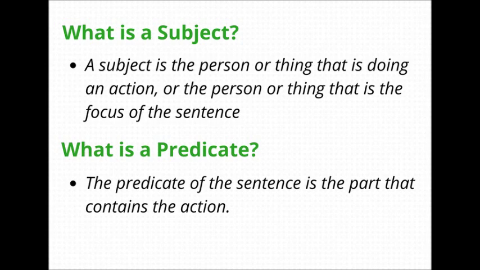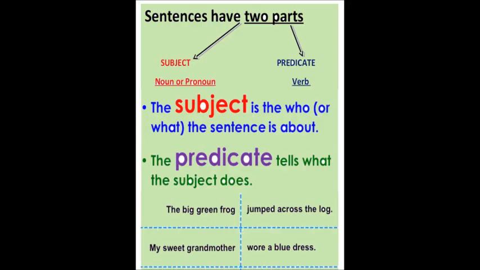So children, sentences have two parts, subject and predicate. The subject is the who or what the sentence is about. The predicate tells us what the subject does. For example, the big green frog jumped across the log. So, the big green frog is the subject because we are talking about the frog. And what is the action? What is the predicate? Jumped across the log.